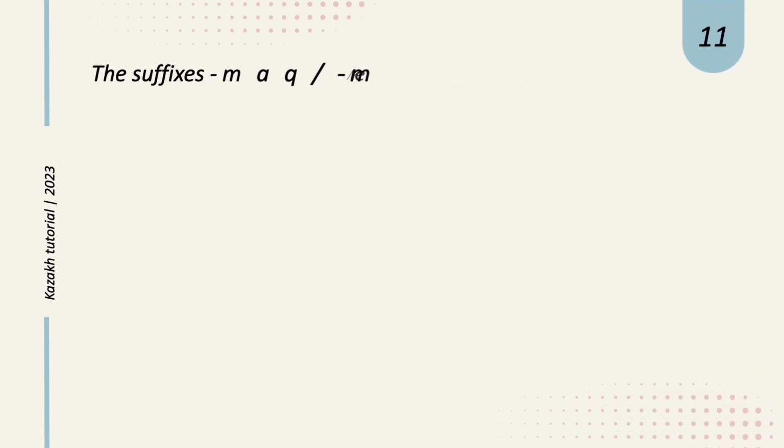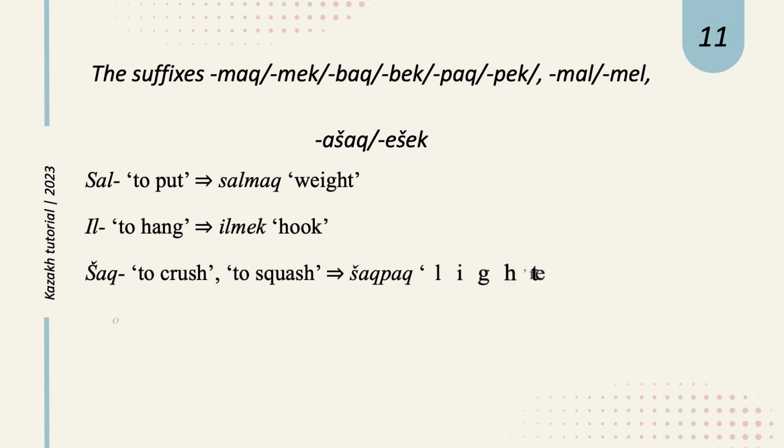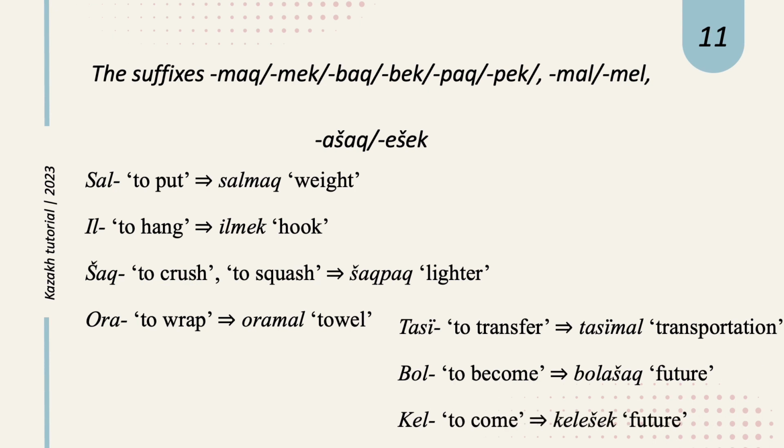The suffixes -maq, -mek, -baq, -bek, -paq, -pek, -mal, -mel, -ashaq, -eshik are used after verbs to produce nouns. Example: sal, to put, salmaq, weight. Il, to hang, ilmek, hook. Shaq, to crush or squash, shaqbaq, lighter. Ora, to wrap, oramal, towel. Tası, to transfer, tasmal, transportation. Bol, to become, bolashak, future. Kil, to come, kilishik, future.